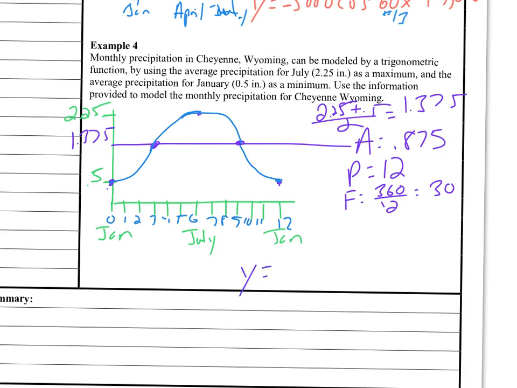So y equals the amplitude, which is 0.875, times cosine. It's a negative cosine curve, so we throw that negative in front. The frequency is what goes in front of the x, and then the whole thing is shifted up 1.375, and there is your equation. Again, if this was in terms of radians, it'd be 2 pi over 12, which would give us pi over 6. We'd have pi over 6 here. But if it doesn't say, give the answer in degrees.